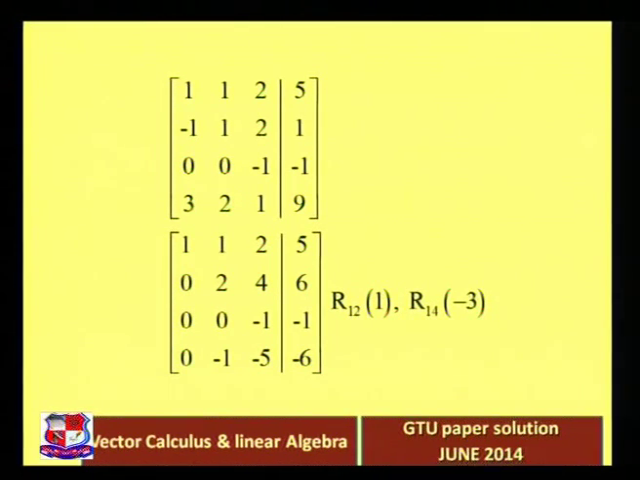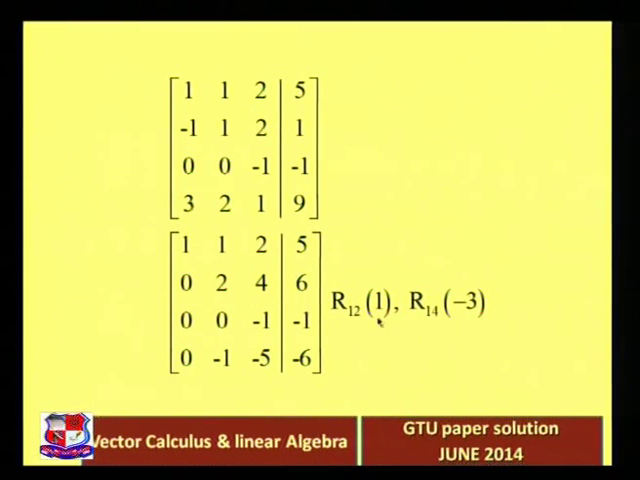And the third condition is, whenever we are going from above to below, our leading entry is going from left to right. That's why we have to convert this augmented matrix into row echelon form. So the first row stays as it is. Next, we multiply the first row by 1 and add it to the second row, and also multiply the first row by minus 3 and add it to the fourth row.